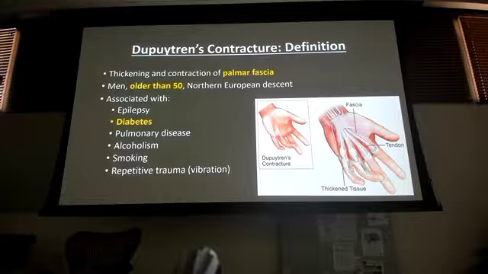So alcoholism, smoking. Does smoking cause a pro-inflammatory condition? Yes, 100%. So again, these are all the bad things. Repetitive trauma, vibration. Ooh, okay, there we go. Remember we talked about the jackhammer guy, the guy that was operating the jackhammer and all that stuff? So repetitive vibration can occur, that thickening and contraction of the palmar fascia again.